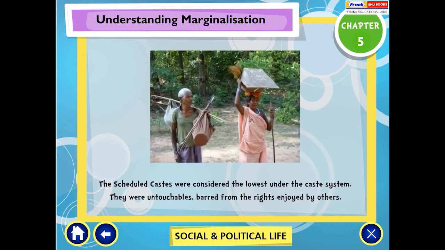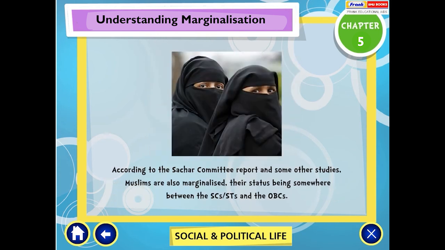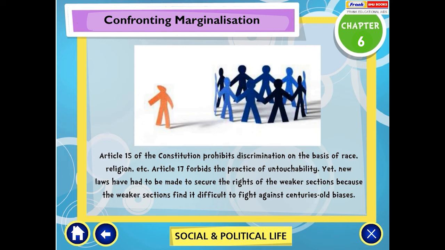The scheduled castes were considered the lowest under the caste system. They were untouchables, barred from the rights enjoyed by others. According to the Sachar Committee report and some other studies, Muslims are also marginalized, their status being somewhere between the SCs, STs and the OBCs. Article 15 of the Constitution prohibits discrimination on the basis of race, religion, etc. Article 17 forbids the practice of untouchability.